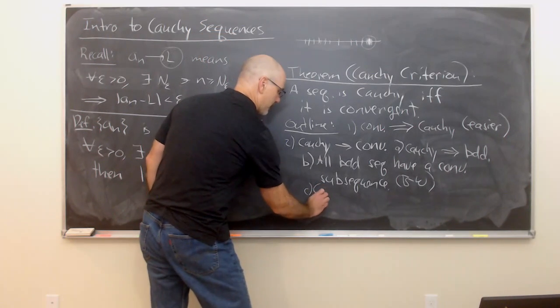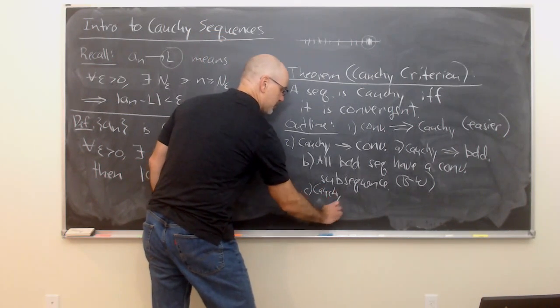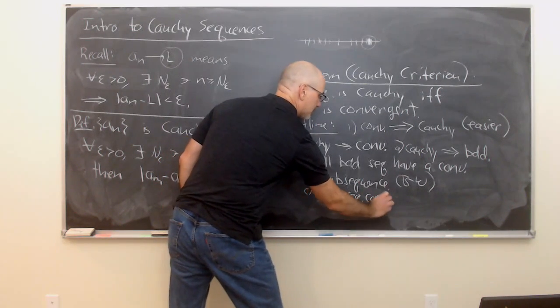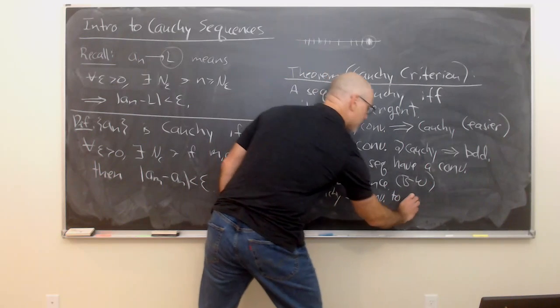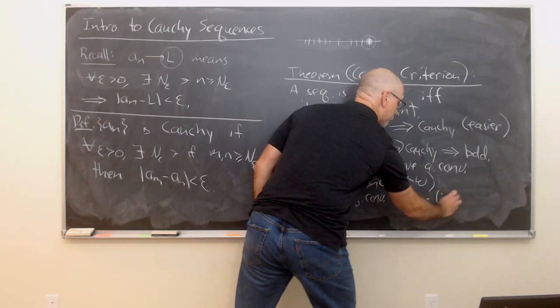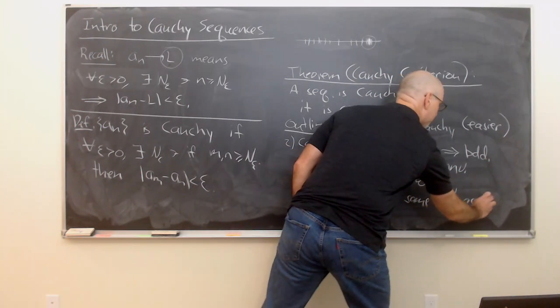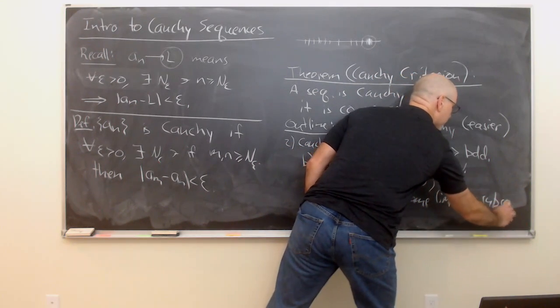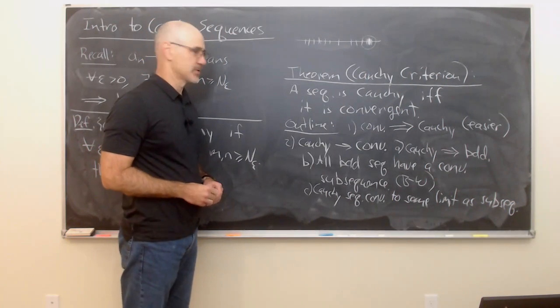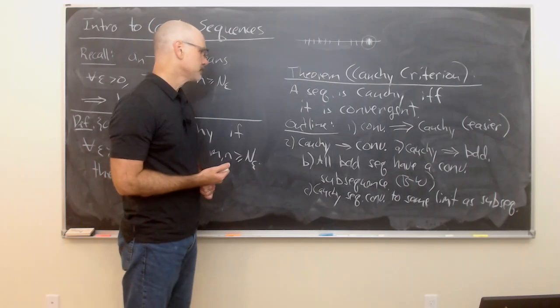So the Cauchy sequence converges to the same limit as the subsequence that's guaranteed by the Bolzano-Weierstrass theorem.